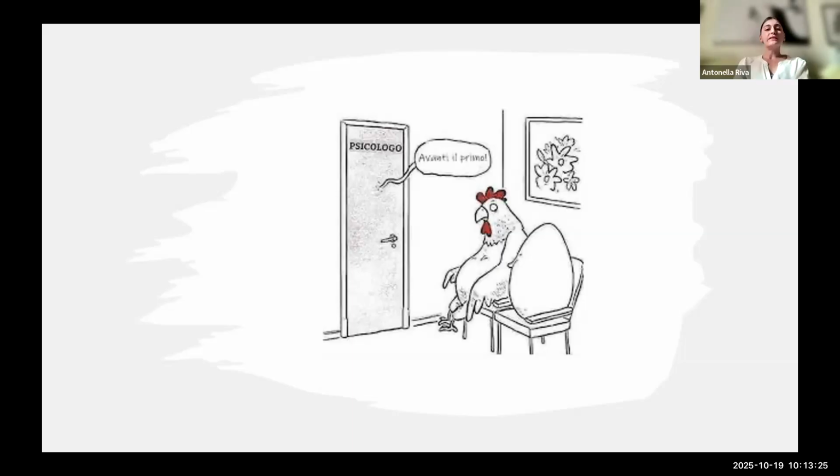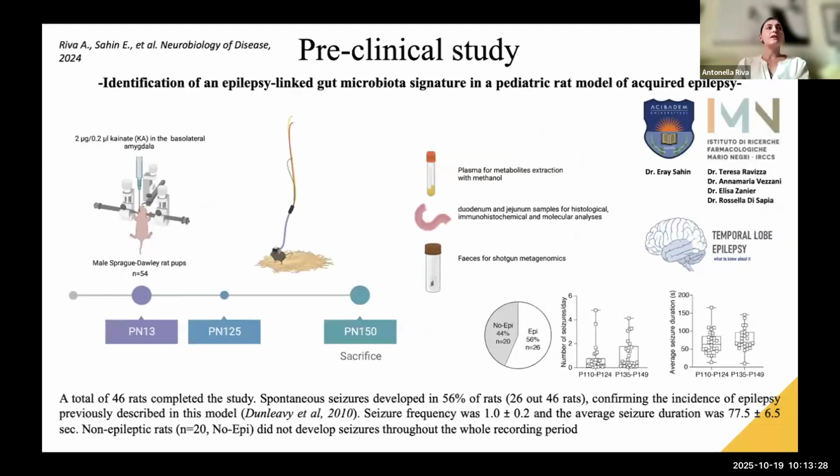So here you can see the results of a clinical study we conducted in collaboration with Anna Maria Vezzani and Teresa Ravizza from the Mario Negri Institute in Milan. Basically, we chose this rat model, in which epilepsy is caused by the injection of kainic acid into the amygdala. This is a model of temporal lobe epilepsy in the adult.